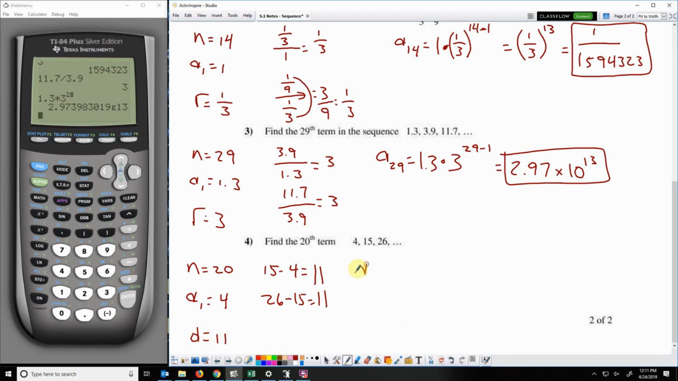Okay, so a sub n, a sub 20, equals a1, so that's 4, plus the common difference, 11, times n minus 1, so that's 20 minus 1. So that's 4 plus 11 times 19. Which really just means we're starting with 4 and we're adding the common difference 19 more times to get to the 20th term. And we get 213.